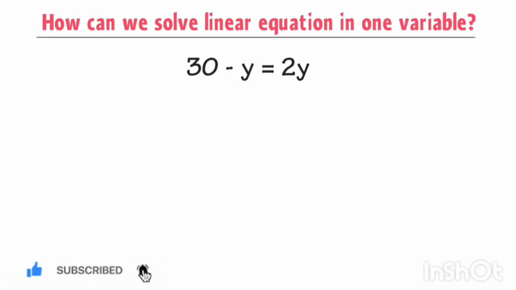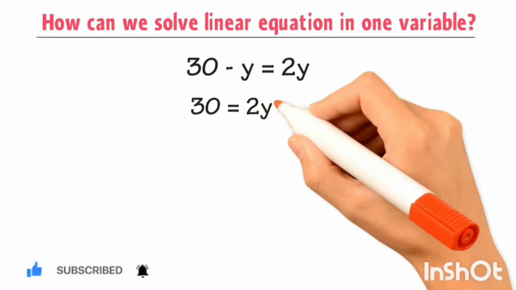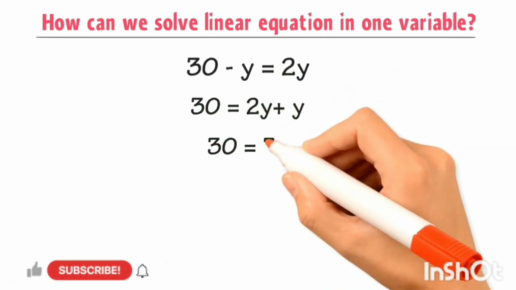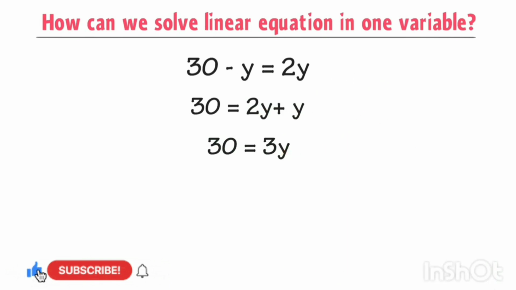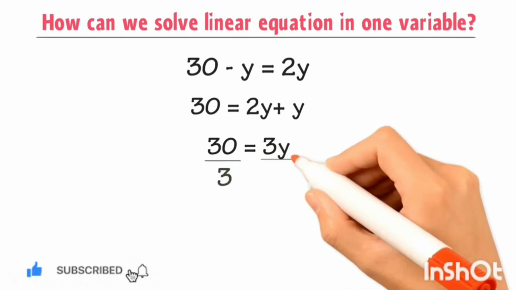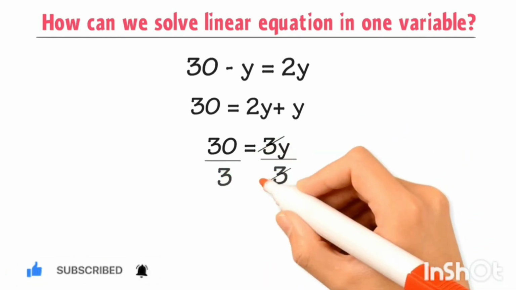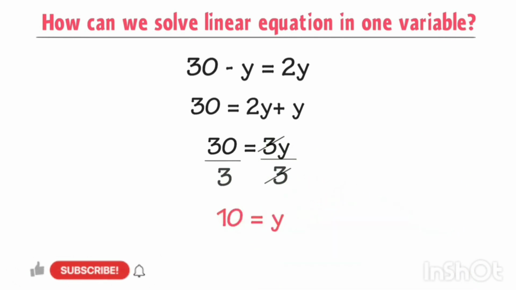As a result, we will get 30 is equal to 2y plus y, or 30 is equal to 3y. Now dividing both sides by 3, 30 divided by 3 is equal to 3y divided by 3. Thus we get y is equal to 10.